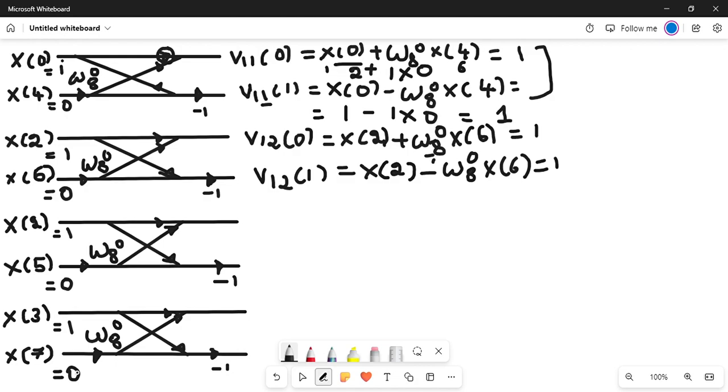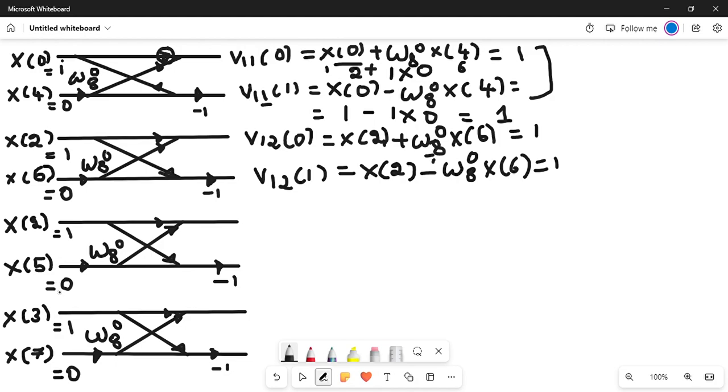If the values of all these are 1 0 1 0 1 0 1 0, then all the resultants will be 1 itself. Here x of 0 was 1 and x of 4 was 0, so I easily got 1 and 1. Similarly, x of 2 and x of 6 are 1 and 0, so I easily get 1 and 1 as the resultant.